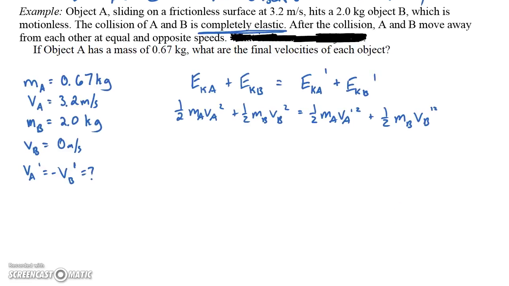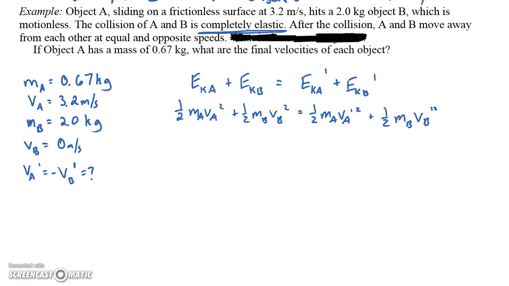So we've got object A sliding at 3.2 meters per second, hits object B, that's 2 kilograms. They collide, move off in equal but opposite speeds. And if object A has a mass of 0.67 kilograms, what are the final velocities of the objects? So you'll notice here that this is slightly different from your version of the notes, but just, again, we're solving this problem because the other one is just far too math complicated for a good example.